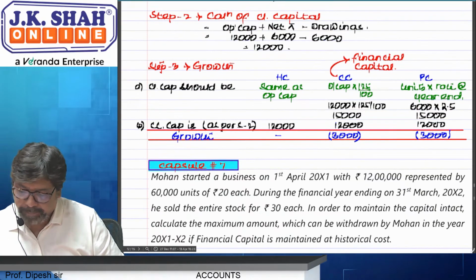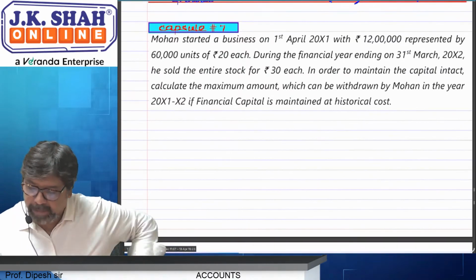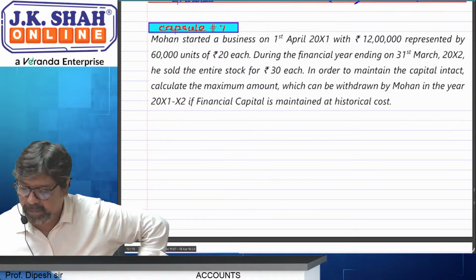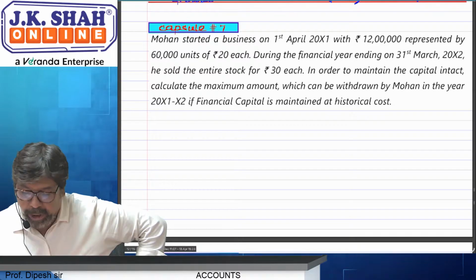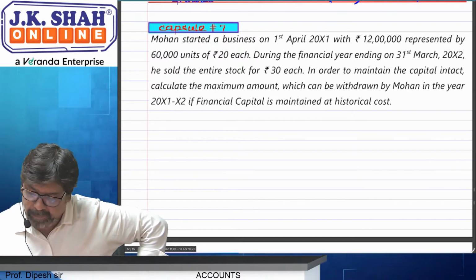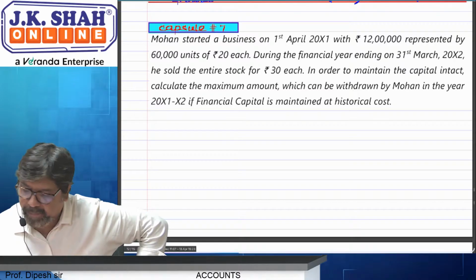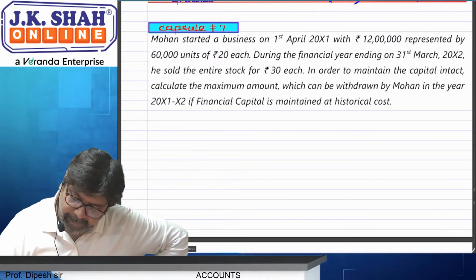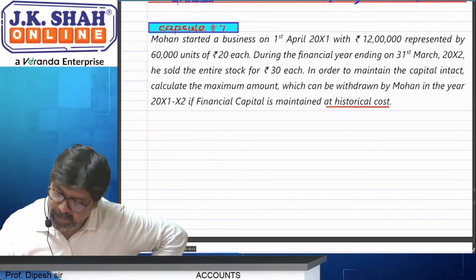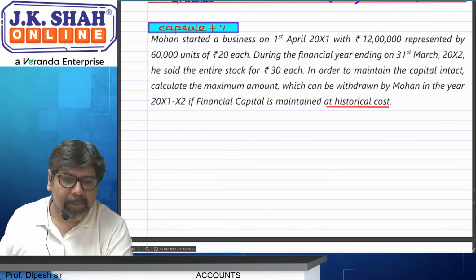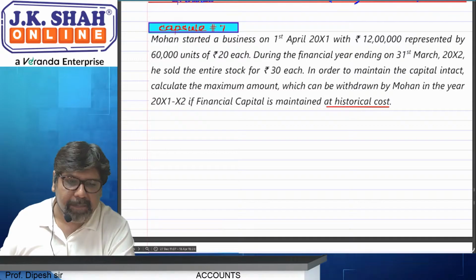Mohan started business on 1st April 01 with rupees 12 lakh represented by 60,000 units of rupees 20 each. During the financial year ended 31st of March 02, he sold the entire stock at 30 each. In order to maintain the capital intact, calculate the maximum amount which can be drawn by Mohan in that year. Financial capital is maintained at historical cost, yes or no? So you are supposed to find out the maximum amount he can withdraw.